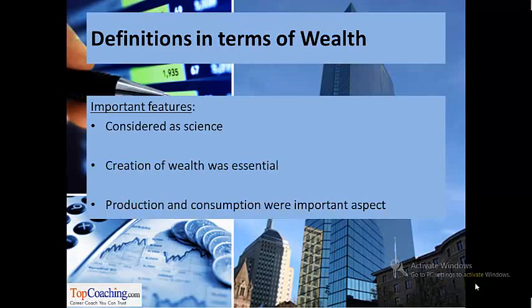Now let's have a look at some of the important features of definitions of economics based on the concept that economics is a science of wealth. Economics was considered as a science as per these definitions. Creation of wealth was considered a very essential economic activity, and production and consumption were very important aspects of economics.